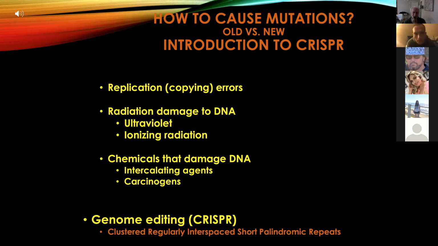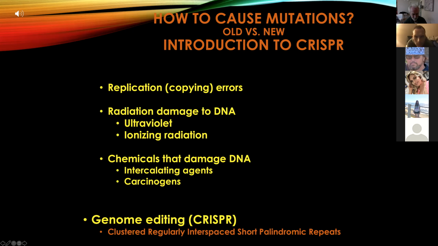Radiation and chemicals can damage DNA and cause mutations, but what's the problem here? If you damage DNA with, say, UV radiation, you're damaging not necessarily just the gene you want to mutate, you're damaging the entire genome. So you have mutations all over the place, and you have to sort through them to find the one you want. And that's where CRISPR comes to the rescue.